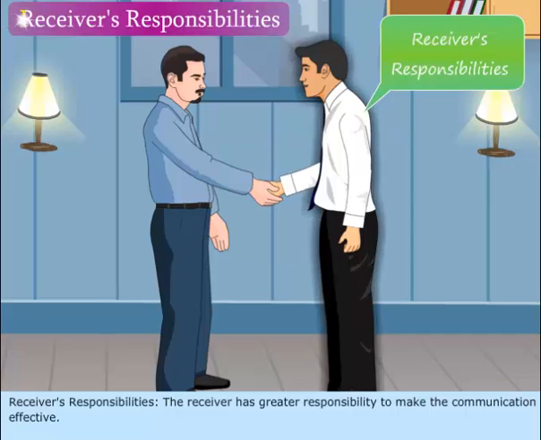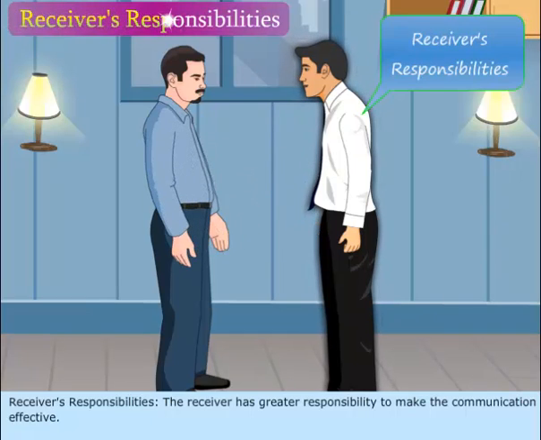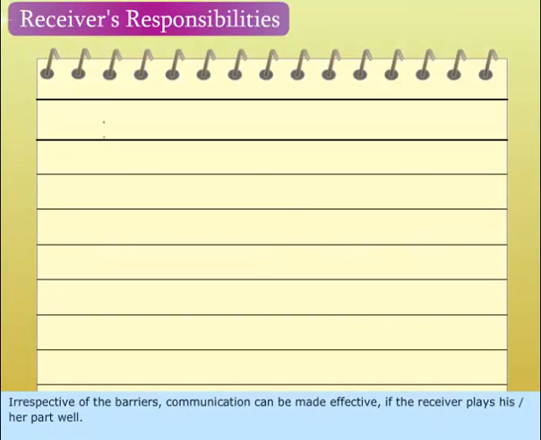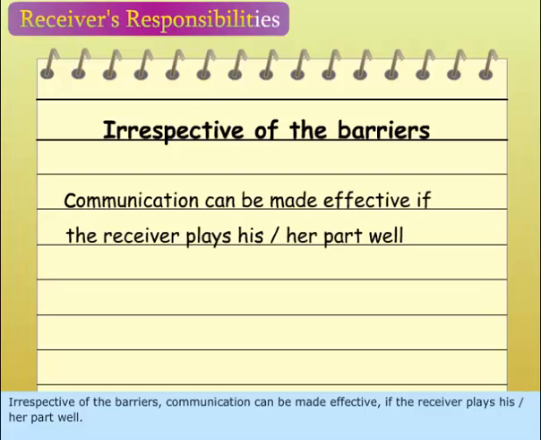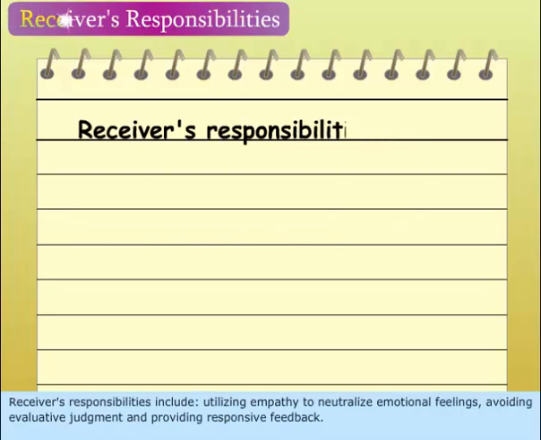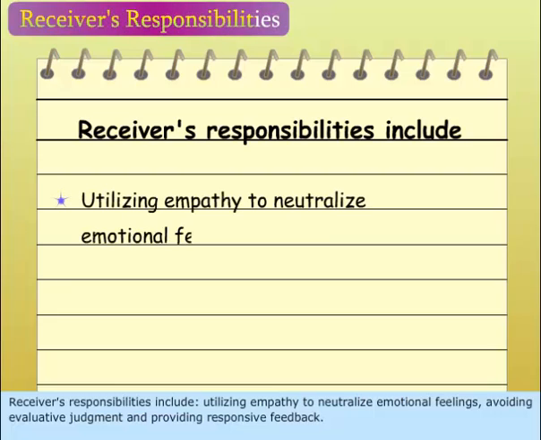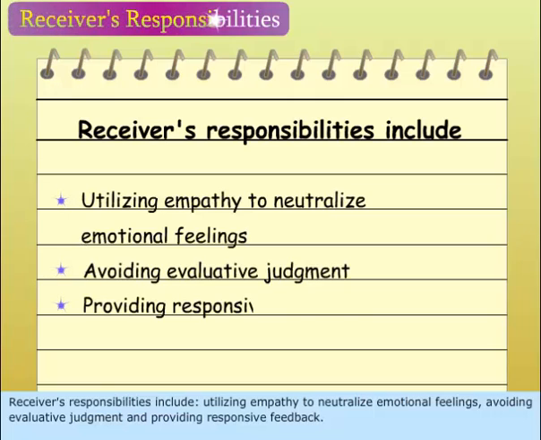Receiver's responsibilities. The receiver has greater responsibility to make the communication effective. Irrespective of the barriers, communication can be made effective if the receiver plays his or her part well. Receiver's responsibilities include utilizing empathy to neutralize emotional feelings, avoiding evaluative judgment, and providing responsive feedback.